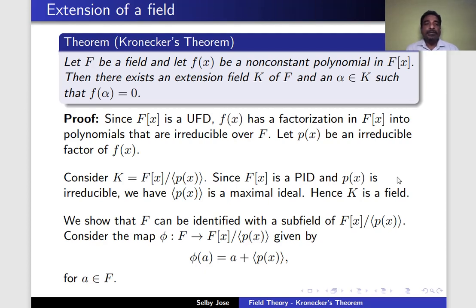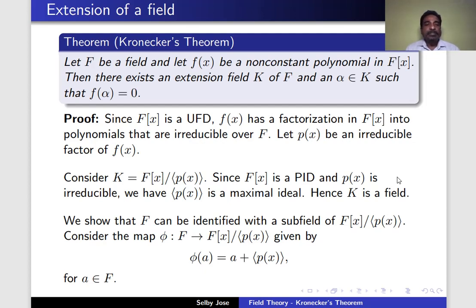Let F be a field and f(x) be a non-constant polynomial over F. Then you can always find an extension K of F and an alpha in K with f(alpha) equal to 0. That means that if f(x) is a non-constant polynomial over F, then you can find an extension K over which f(x) has a root. Let us see the proof of this.